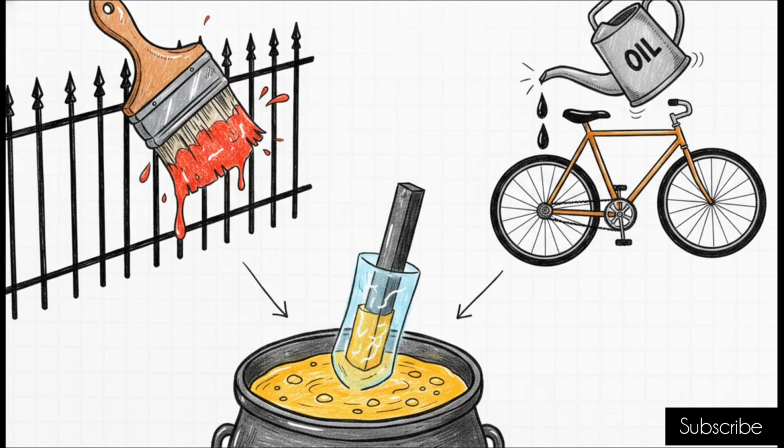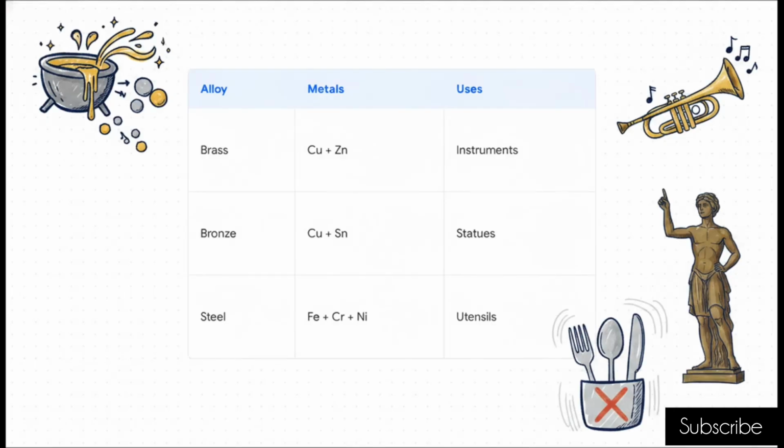But my favorite method is galvanization. This is where we take iron and coat it in a thin layer of zinc. Since zinc is actually more reactive than iron, the zinc essentially sacrifices itself. It takes the hit from the environment, creating a shield that keeps the iron underneath perfectly safe. It's absolute chemical genius. Another super clever trick is alloying.